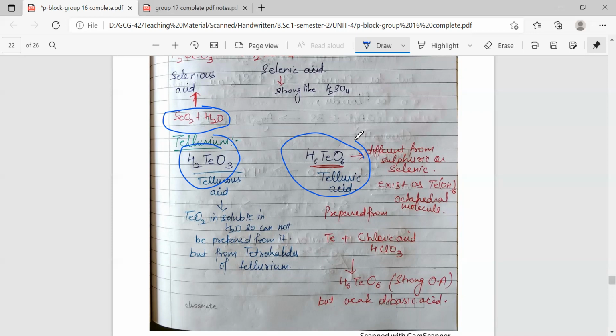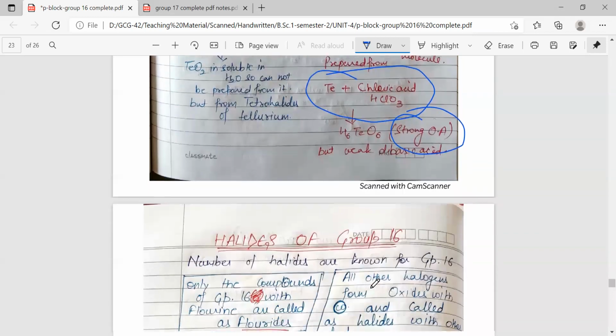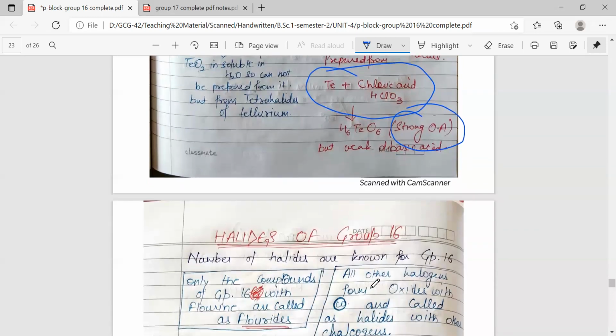The oxo acids of this group end with the suffix -ic. Telluric acid has the formula H6TeO6, which exists as Te(OH)6, an octahedral molecule. So this is different from sulfuric and selenic acid. It can be prepared by reacting tellurium with chloric acid. We get the formation of telluric acid, which is a strong oxidizing agent but a weak dibasic acid. Next we have halides of group 16.